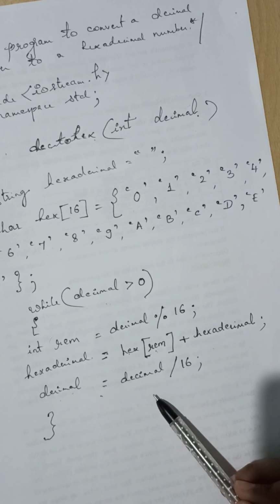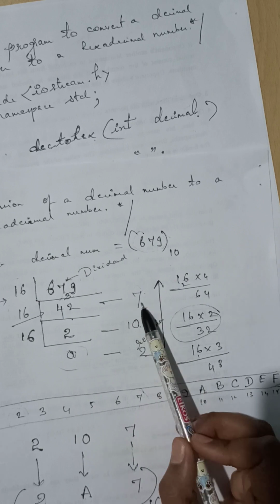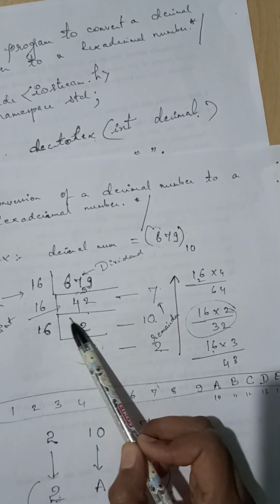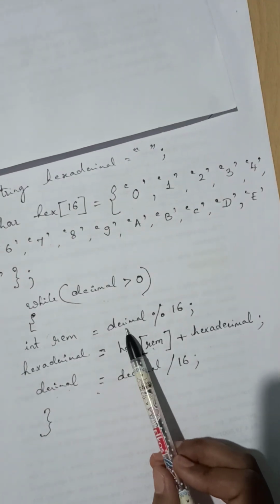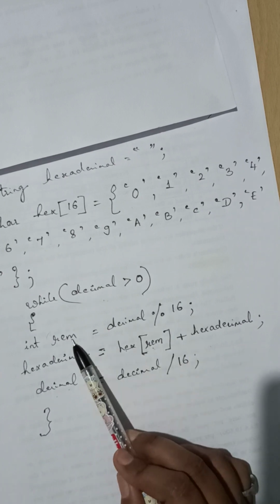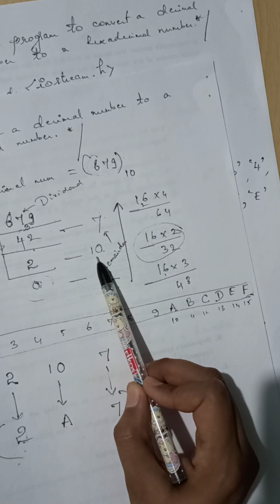So now, what is the quotient we got? The first remainder was 7, but what was the first quotient? 42, right? 42 is not equal to 0, it is greater than 0. So the second iteration takes place. In the second iteration, what is the value of decimal? 42 will be divided by 16. What remainder do we get? We get the remainder 10, right?